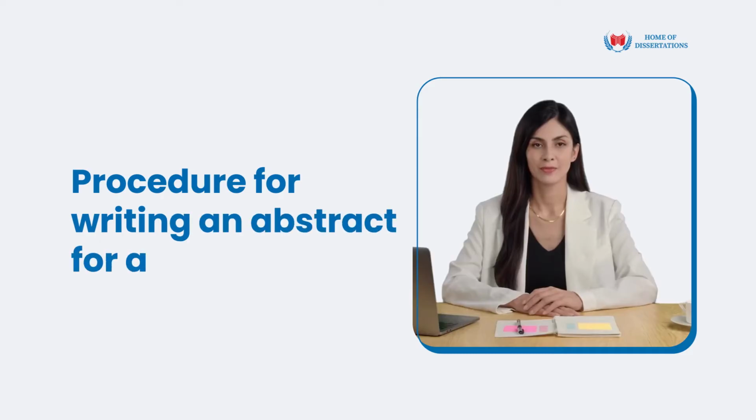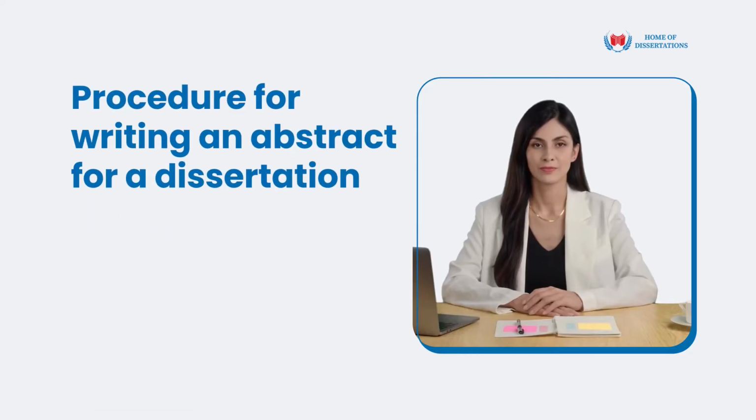Procedure for writing an abstract for a dissertation. Step 1. Introduction. An abstract starts by defining the nature and scope of the research. It provides a fair amount of ideas to the audience about the purpose of doing the particular research. Keep it very clear and straightforward. The abstract dissertation will make you more familiar with the importance of writing a confined introduction.